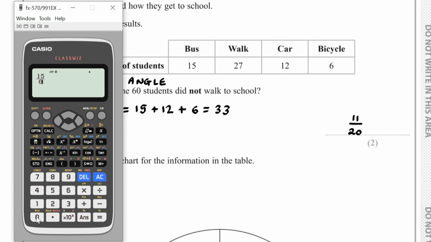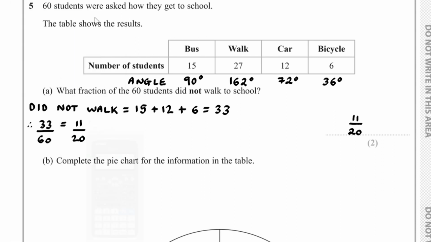Now, the way we can approach this is 15 out of 60 take the bus, and if I times that by 360, the required angle for bus will be 90 degrees. For walking, that will be 27 out of 60 times 360, which is 162 degrees. For car, we've got 12 over 60 times 360, which is 72 degrees. And for bicycle, we've got 6 over 60 times 360, which is 36 degrees. So now we have to show all of this on our pie chart.